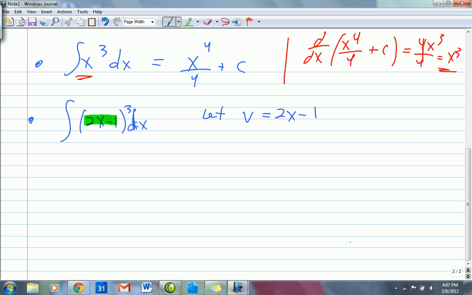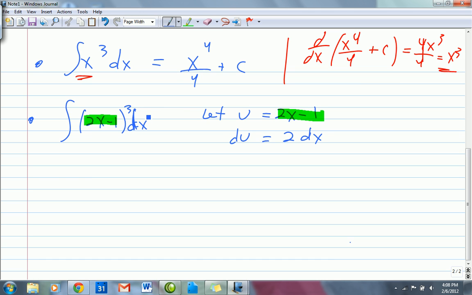Now, if u is 2x minus 1, then the derivative of u with respect to x is just going to be 2. So I'm taking the derivative of 2x minus 1, which is my u, and the derivative of that u is 2. Algebraically, I can multiply both sides by dx, and move that dx to the other side. That du, we'll talk about what that means later. It's called the differential.